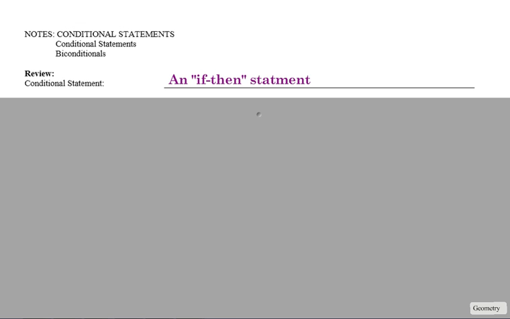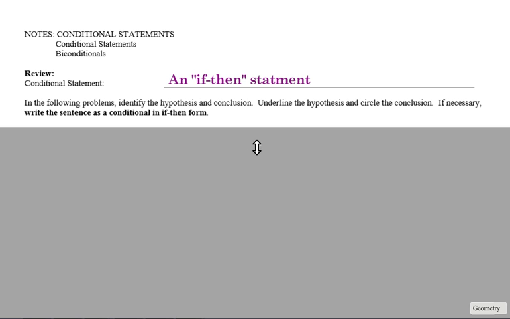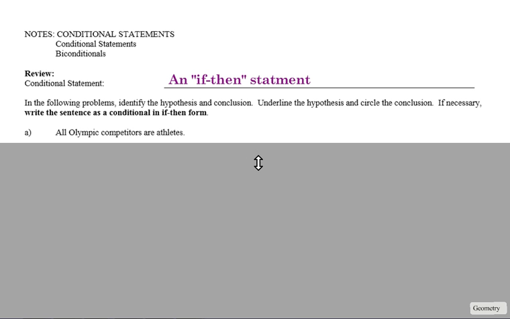And hopefully you recall that a conditional statement is an if-then statement. And the conditional statement has a hypothesis and a conclusion. Remember, your hypothesis is your P, your conclusion is your Q. All right, so in the following problems, let's identify the hypothesis and the conclusion. So we want to identify our P and our Q. So we're going to underline the hypothesis and then circle the conclusion. If necessary, you want to write the sentence as a conditional in if-then form.